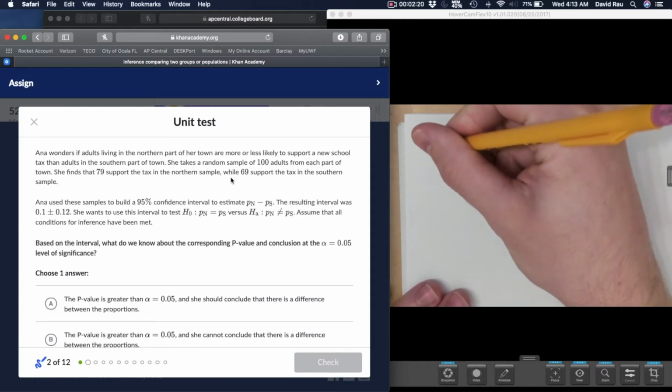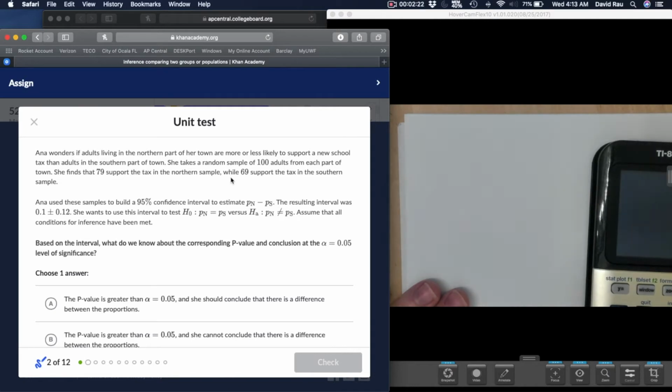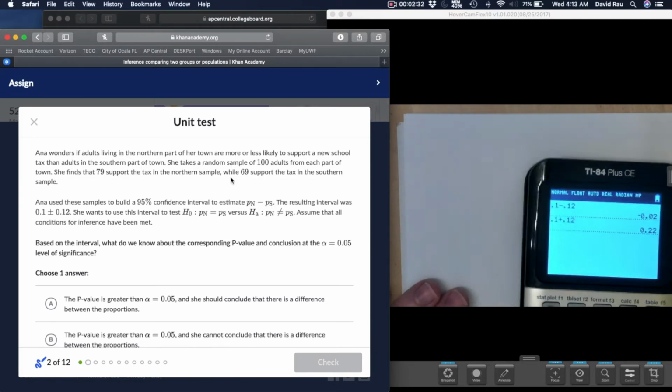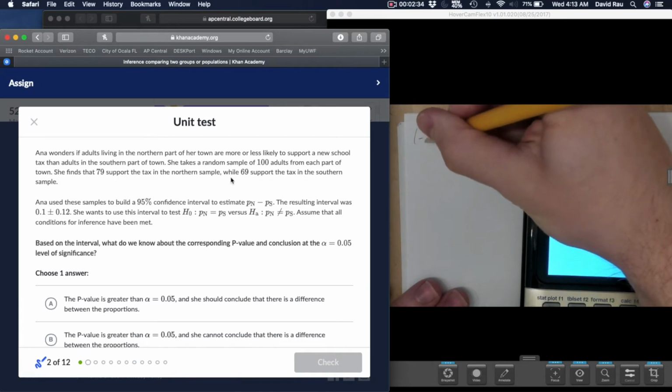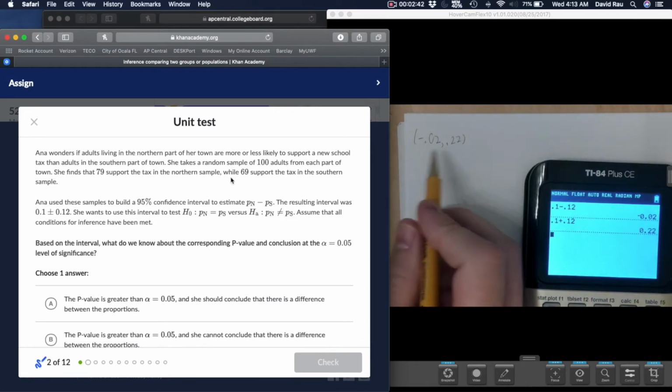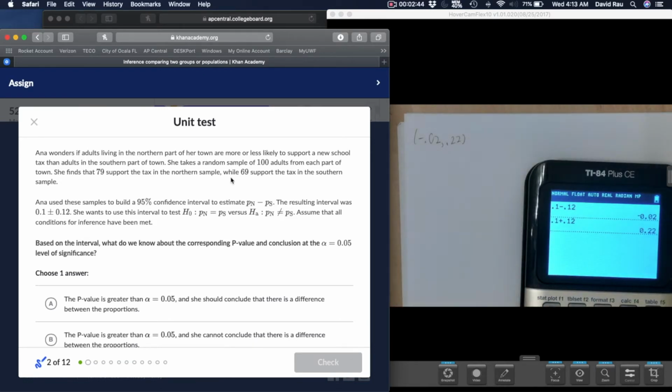If I have 0.1 minus 0.12 or 0.1 plus 0.12, then we're looking at this. Our interval is anywhere from negative 0.02 to positive 0.22. So anywhere in between there could, with 95% confidence, be the true difference in proportion. Now what that means is there's a chance that p_S is larger than p_N. That's how you get a negative.